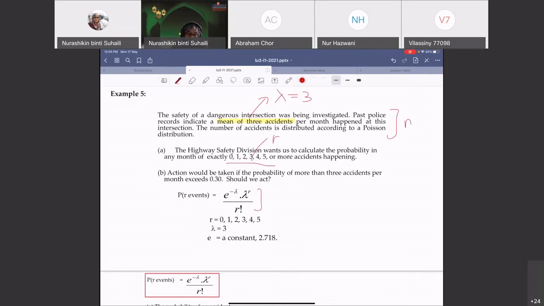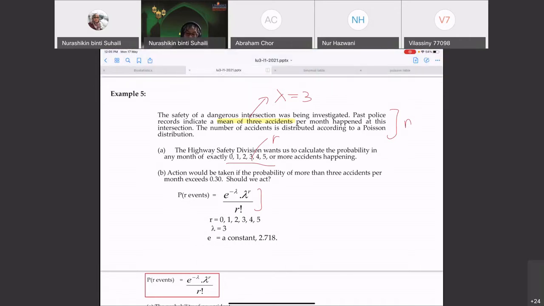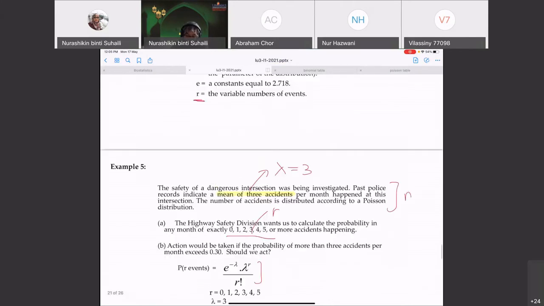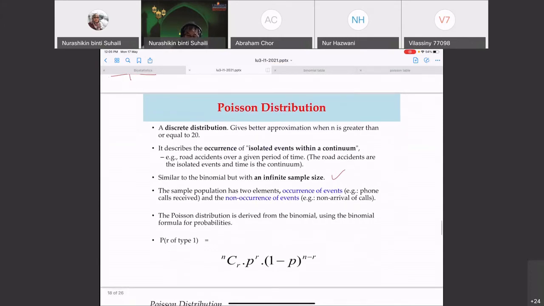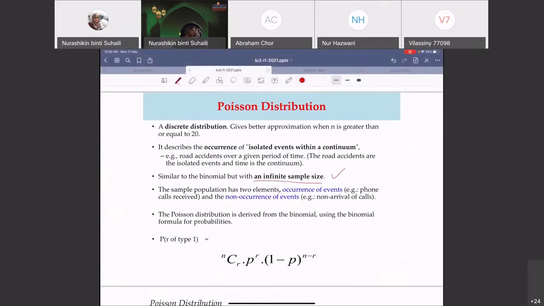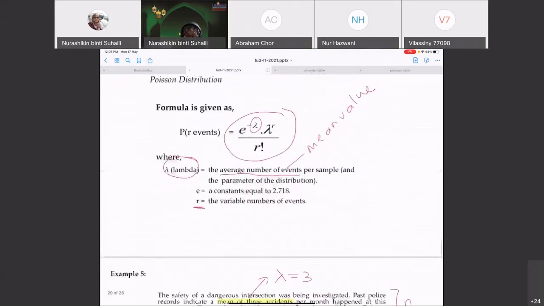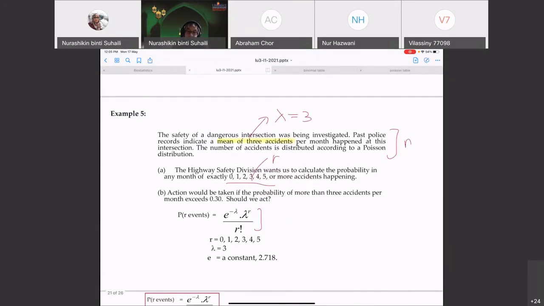And also because of this one is Poisson. If you see the definition just now, it is actually more than 20. This distribution is used for infinite sample size. So it can be up to infinite. Infinite means that there is no endpoint of it. So the n is not an important information in Poisson distribution.